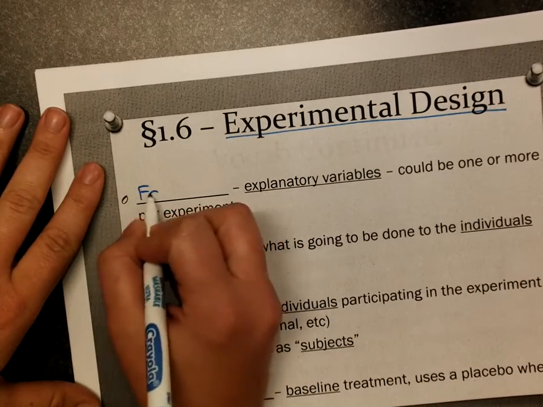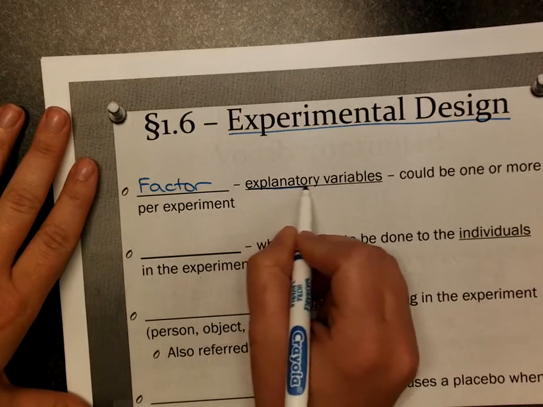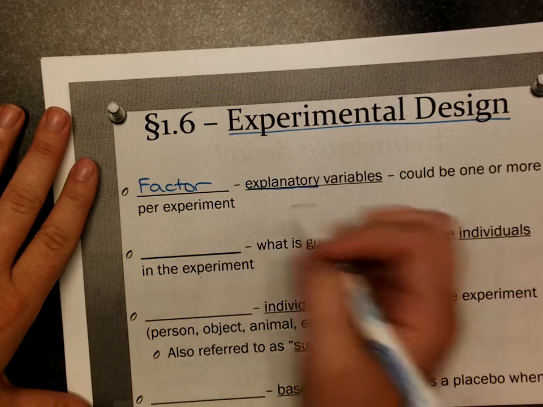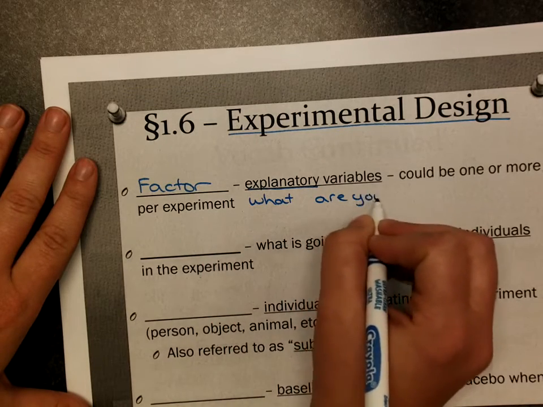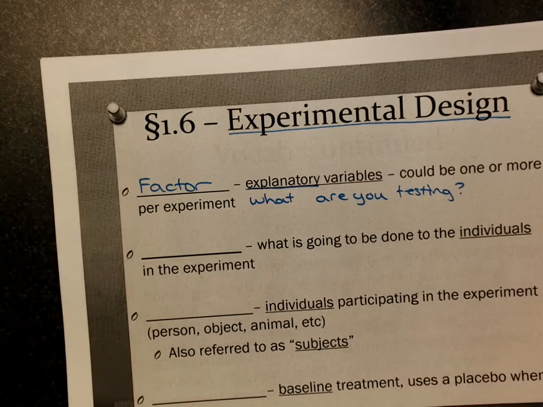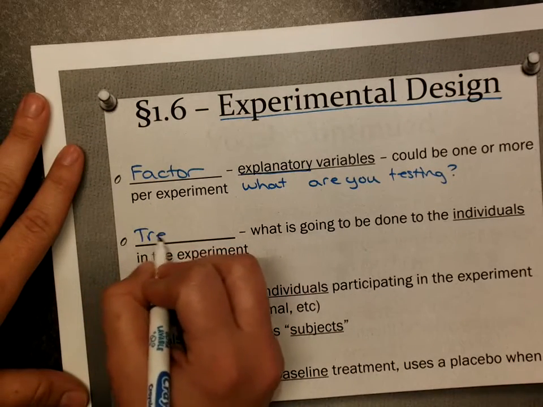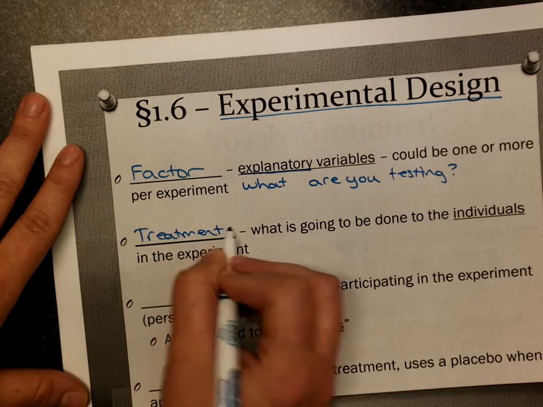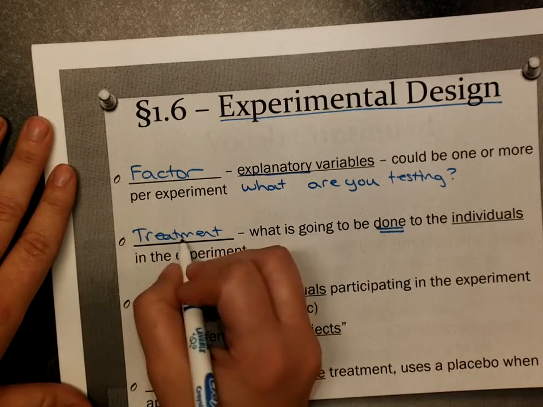The first one is a factor. The factor is the explanatory variable. It's what you are testing. Are you testing different food, different fertilizer, a new medication, a new shampoo? What are you testing? And then you have the treatment, which is what you're going to be doing to those individuals. What is the treatment?